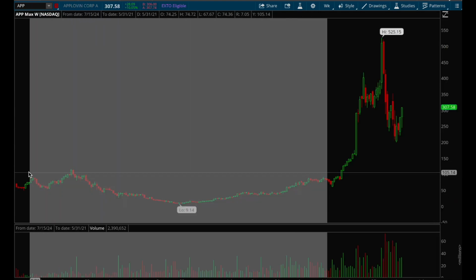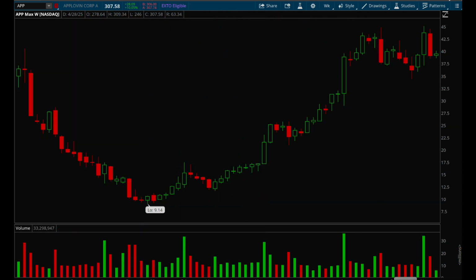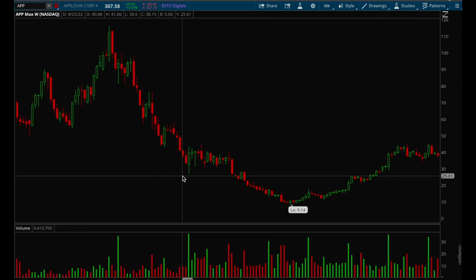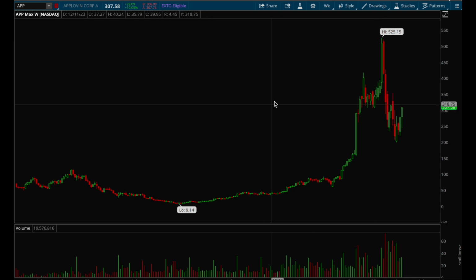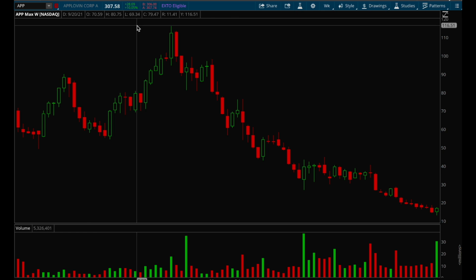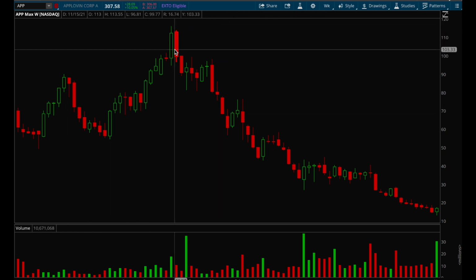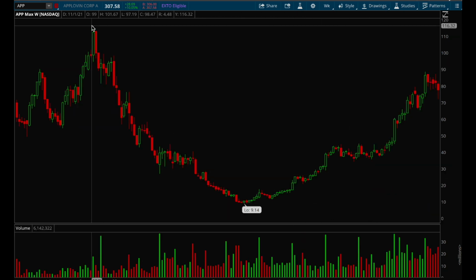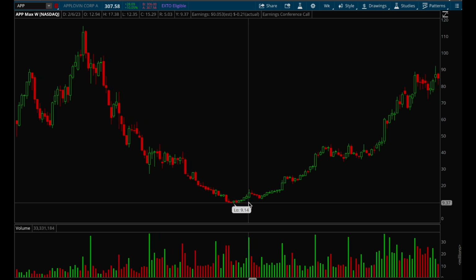So let's go through a couple examples. This is APP. This is one of the biggest winners that we have had in 2024, right? Huge winner. It went from $9 to $525. Absolutely insane rally. This one started out in a very decent uptrend when it first IPO'd, and then here we had a pretty nasty correction, right? We went from $116 to $9, right?